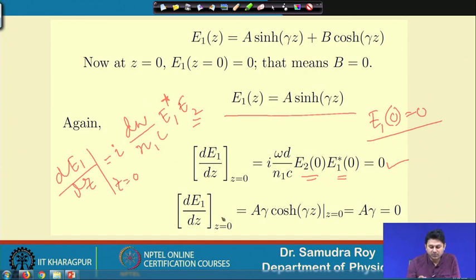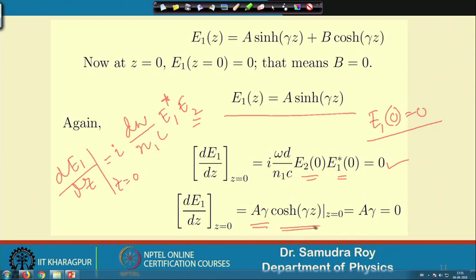From here also we can find out d E 1 d z. If I do, then I will have A gamma cos hyperbolic of gamma z at z equal to 0. So, at z equal to 0, cos hyperbolic of gamma z becomes 1. So, we have A gamma equal to 0, or from here we can see gamma is a constant. So, A equal to 0. Already we got B equal to 0. Now, the next thing I get is A equal to 0.